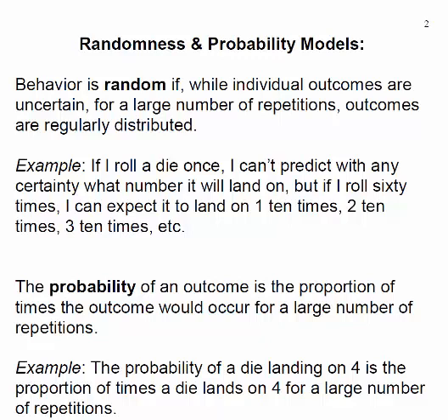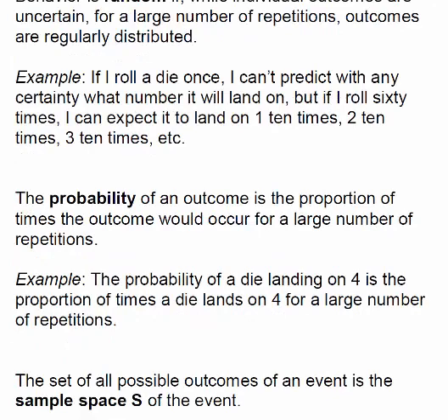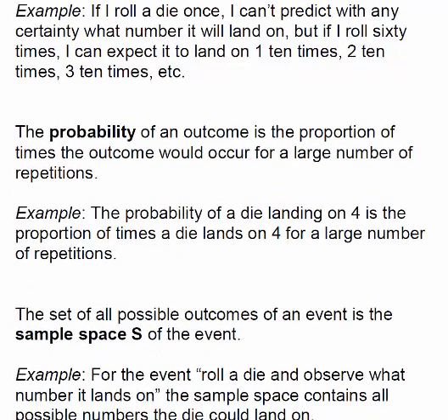And they give an example here. If we roll a dice, I can't predict with any certainty what it will land on that first time. But if I roll it 60 times, I can expect 1 ten times, 2 ten times, 3 ten times, and so on. The probability of an outcome is the proportion of times that it would occur for a large number of repetitions. Okay, so I'll pause here, let you look at the example, and then we're going to continue on.